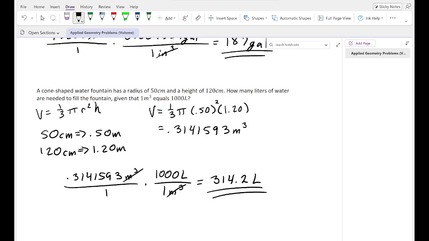So again, just like with the other two problems here, if you don't know the geometric formula, you're not going to be able to solve it. So familiarize yourself with the geometric formula, or at the very least know where you can find the formula itself. But the conversions otherwise are fairly straightforward.